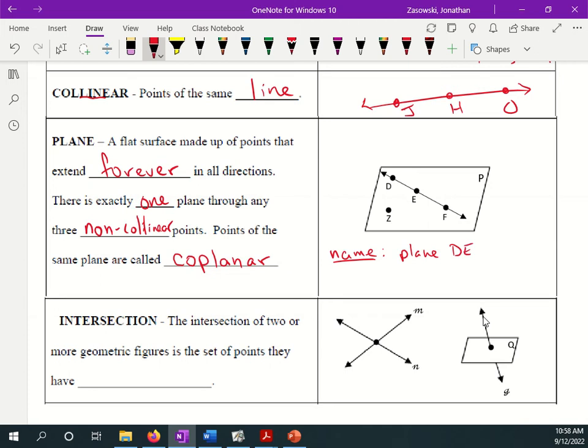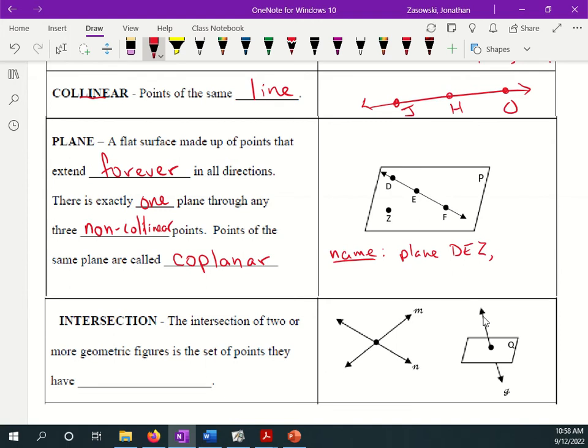Now, is P a point? No, so DEZ. We also could call it plane. Repeat that again, Elliot. Emmett, do it again. Plane. Say the letter. Nope. What was the letter you said last time?